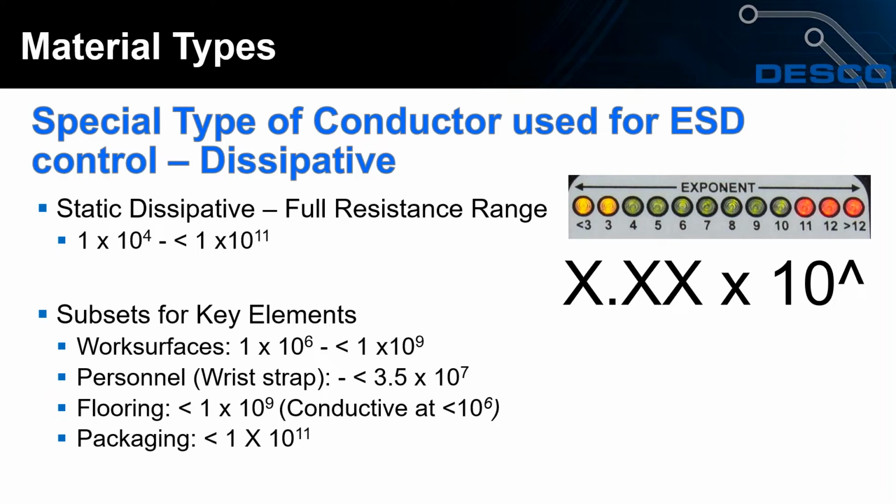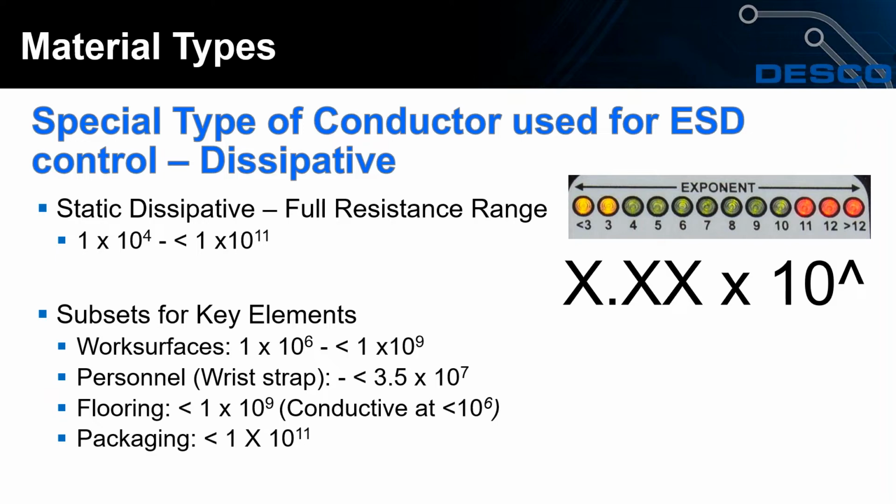For the human body, we want to be a little bit more conductive because we want to get rid of that charge as fast as we can without causing an event. So that is less than 3.5 times 10 to the 7th, or 35 million ohms. Flooring can be as high as less than 1 times 10 to the 9th, or it can be down in the conductive range. ESD flooring we typically use to ground the human body, things like mobile carts and ESD chairs.